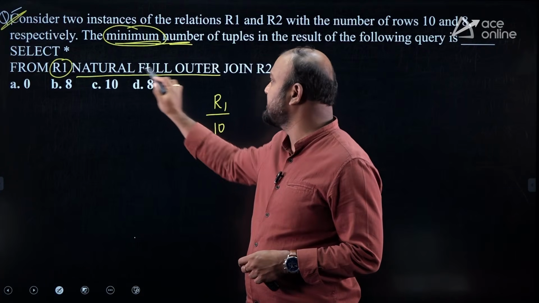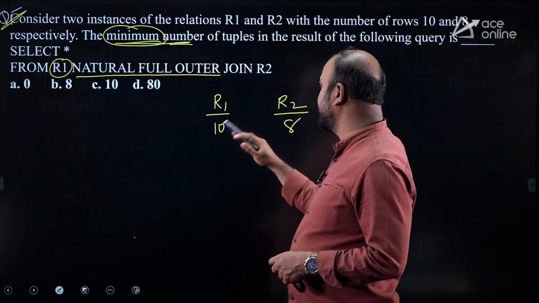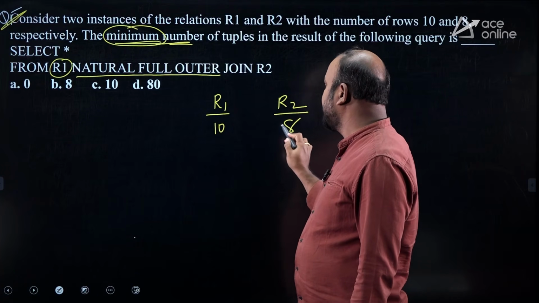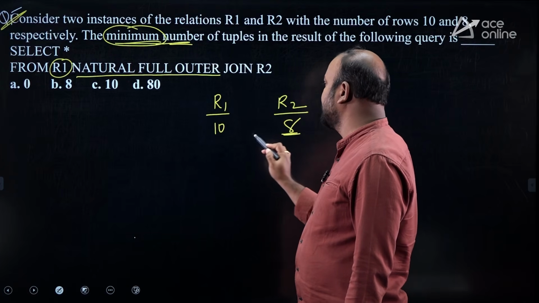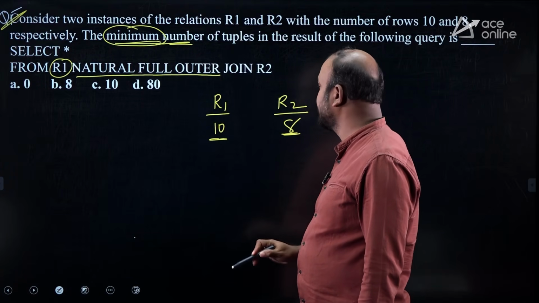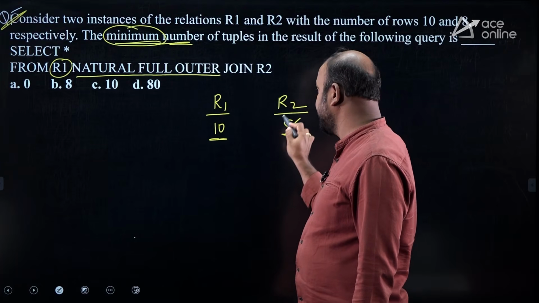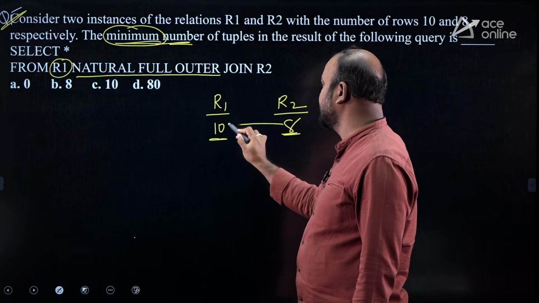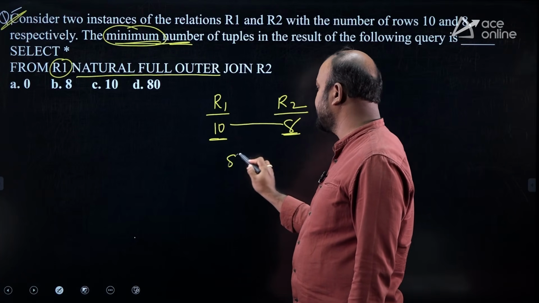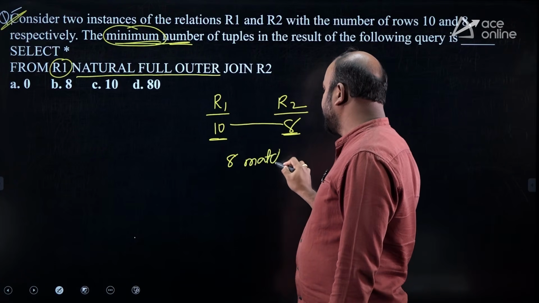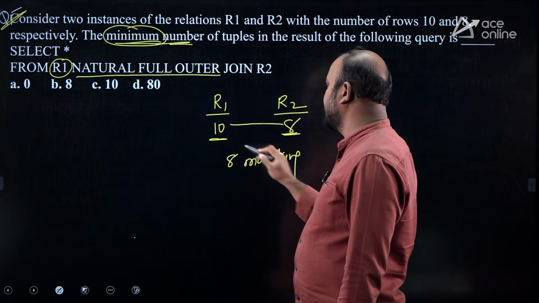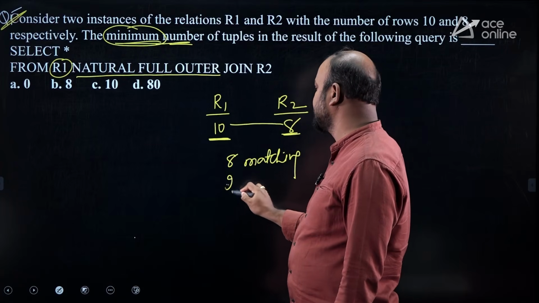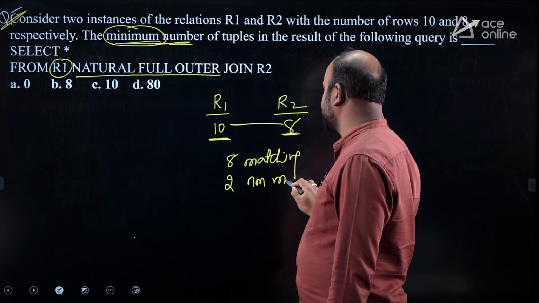And because it is a natural join, what is the possibility of matchings? The number of minimum matchings: for every row of R2, we have 1 row in R1. Because for every row of R2 there is 1 matching row in R1, there are 8 maps. 8 matchings are possible. If 8 matchings are there, it means in R1 we have 2 more tuples that do not have any matches, 2 non-matchings.